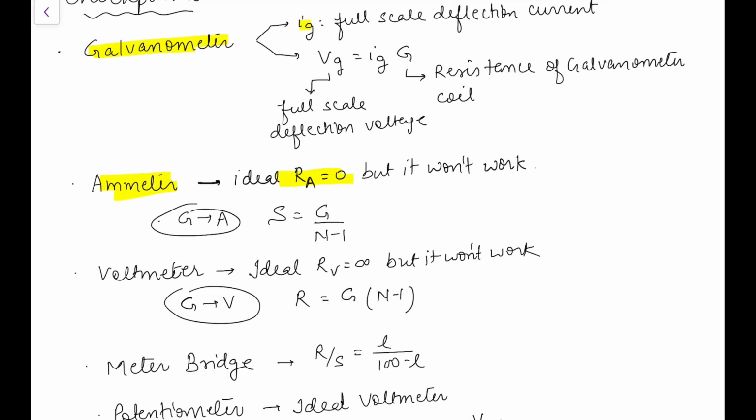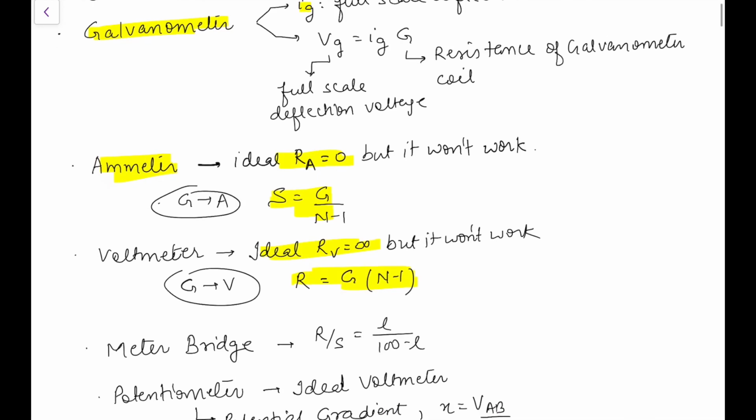So for converting galvanometer into ammeter, we connect a shunt of very small resistance, and if we have to increase the range by n times, we connect the shunt equal to G upon n minus 1. Similarly, for a voltmeter, ideally it should be infinite, but again infinite won't work, so we will try to make it as large as possible. And for increasing the range of voltmeter by n times, the series resistor to be connected with galvanometer is G(n minus 1), that is the value.